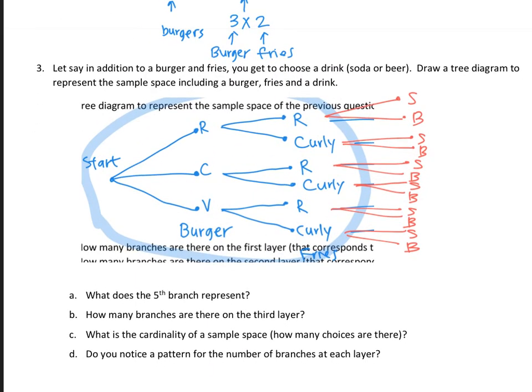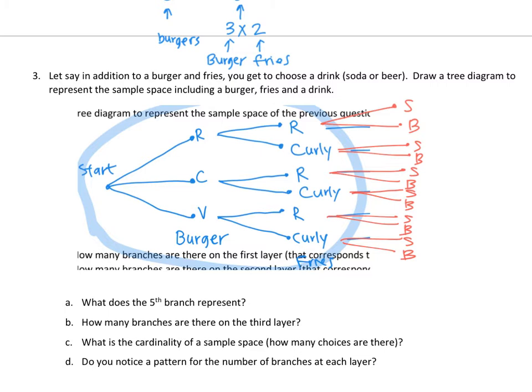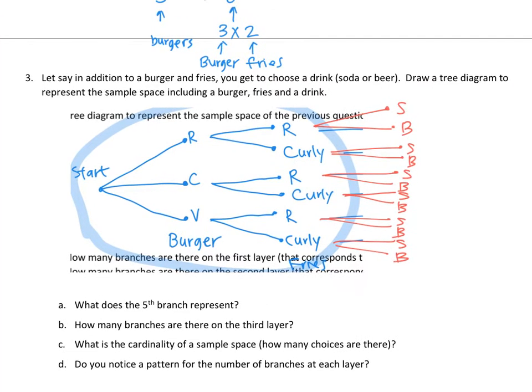All right, so it says, what's the 5th branch? So that's my answer for the one with the soda or the drink. Look at the next question. What does the 5th branch represent? So 1, 2, 3, 4, 5, 6. This one. I want to see where this came from. This person is getting soda, regular fries, and chicken burger. So chicken burger plus regular fries plus soda will be the 5th branch.